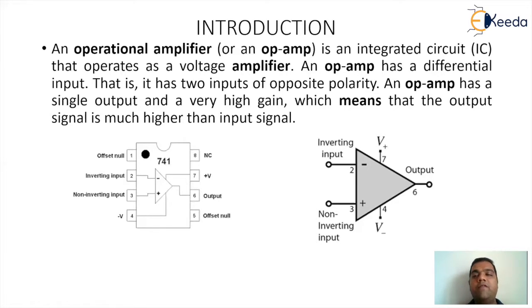Pin number 7 works as plus VCC. Pin number 4 works as minus VCC. The typical voltage level is plus 15 and minus 15. Pin number 8 is normally no connection. So if you observe, it is an 8-pin integrated circuitry with two input pins, pin number 3 and pin number 2, which can be denoted as V plus and V minus, and pin number 6 works as the output pin. The right hand side figure is just a symbolic representation of the operational amplifier.